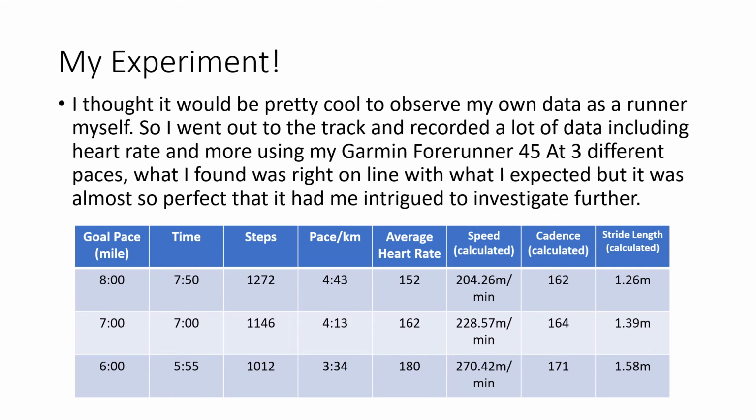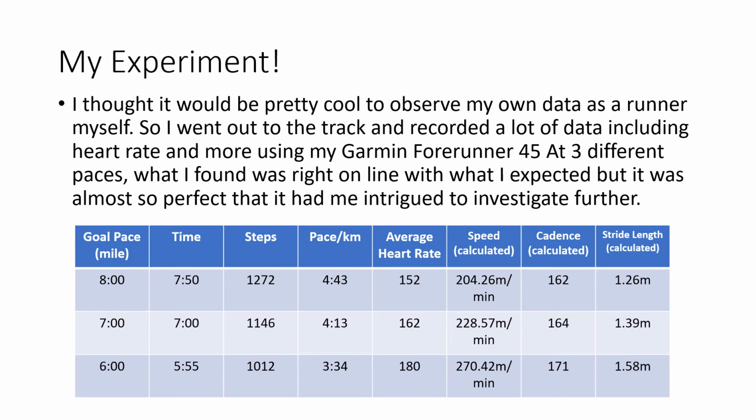Finally, let's talk about my experiment. I thought it'd be pretty cool to observe my own data because I'm a runner myself. So I went out to the track and recorded a lot of data, like heart rate and steps, using my fitness watch, which is the Garmin Forerunner 45, at 3 different paces: 8-minute mile, 7-minute mile, and 6-minute mile. What I found was kind of what I expected, but it was so perfect to what I expected that it made me want to create a graph, which I did in the next few slides, so stay tuned.